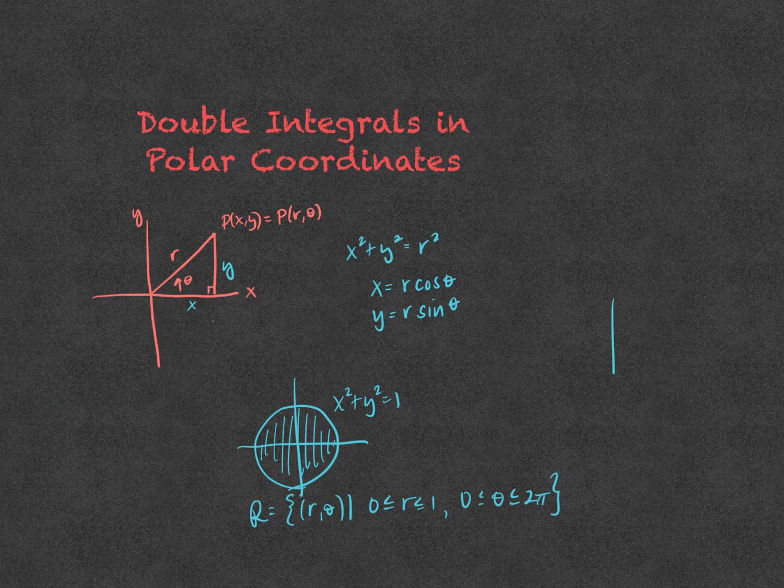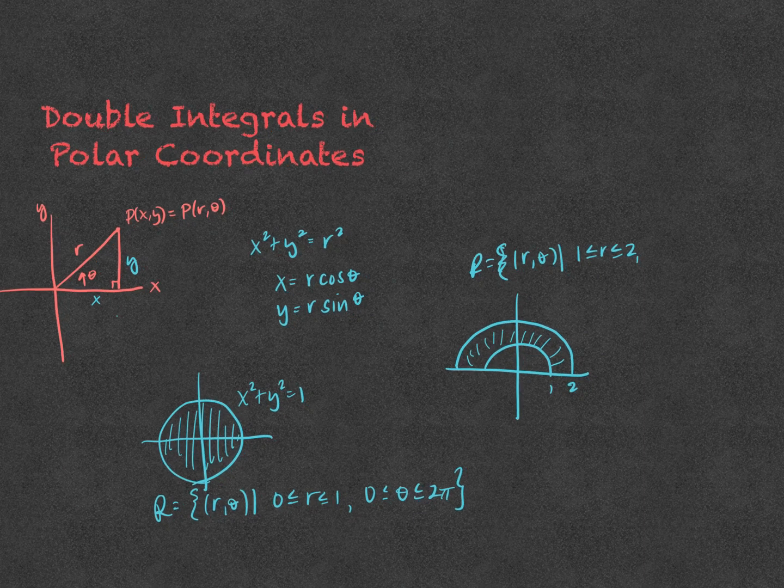If we were to look at another one, let's say we have a semicircle. Here's a radius of 1, and here's a radius of 2, and this is all shaded in. We would say the region here is the points (r, theta) such that the radius is between 1 and 2, and that makes sense if you think about it. And then theta is going to be between 0 and pi because it doesn't complete the whole rotation. So you can see how our polar coordinates are going to come into play as we're doing these integrals.